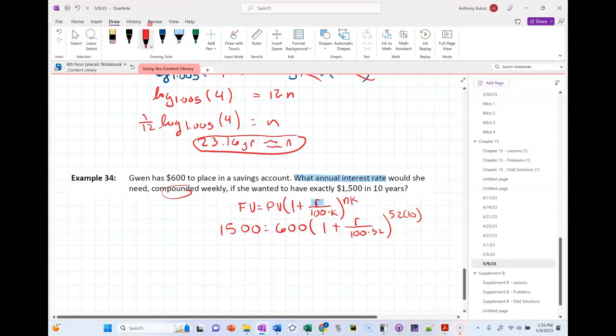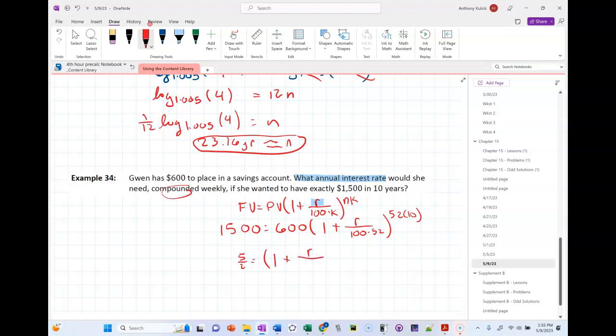Divide by 600. If I reduce that, it turns into 5 over 2. You could call that a decimal also if you wanted to. Then I'm going to multiply some of this other stuff out that I can. To get the R by itself, I need to cancel out that exponent of 520. What can I do to both sides to cancel out that exponent of 520?